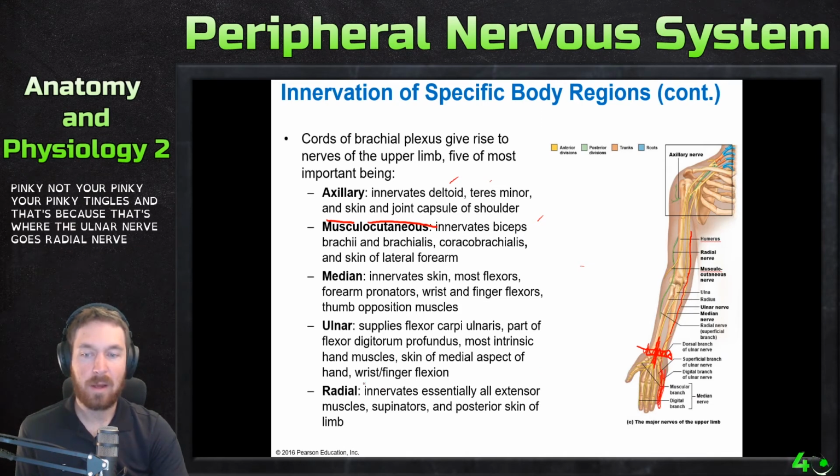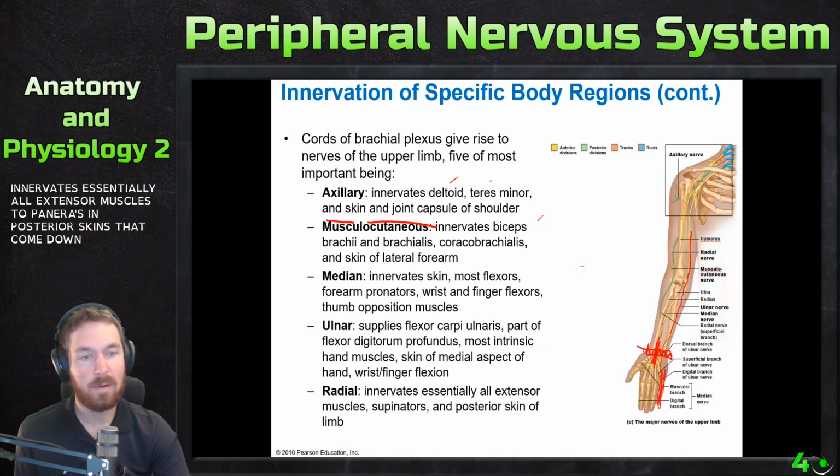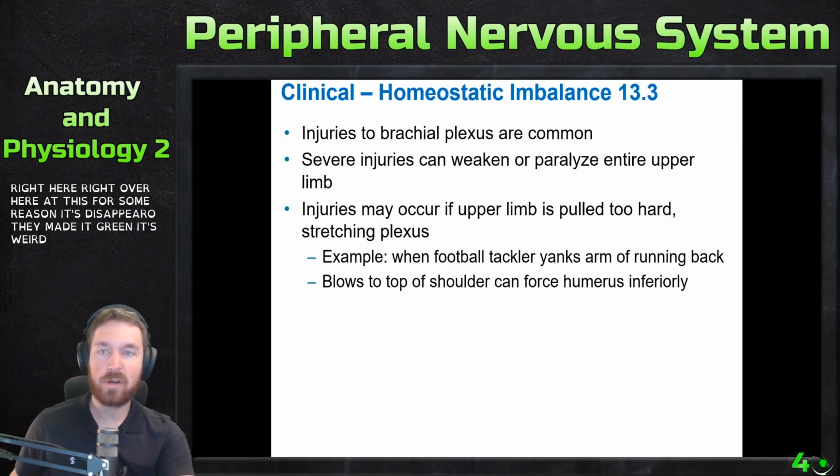The radial nerve innervates essentially all extensor muscles, supinator, and posterior skin. So that comes down the radius right over here. This for some reason disappeared. Oh, they made it green. Weird. Yeah, major nerves of the arm.